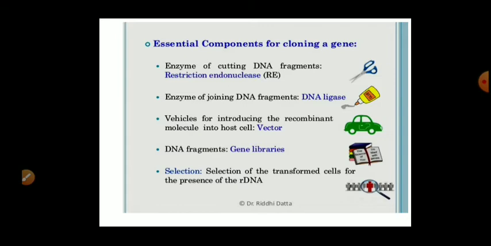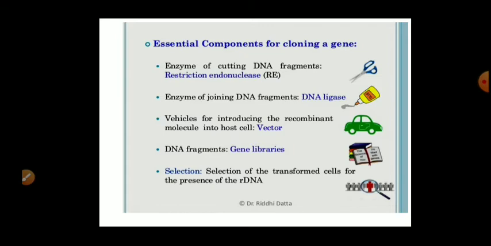Now, if you want to produce multiple copies of a desired gene, what are the essential components? The first is restriction endonuclease, which is required to cleave the foreign DNA or to break open the vehicle DNA. The second requirement is DNA ligase, which is required for sealing and joining DNA molecules. We also require a vector, a vehicle. Why do we need a vector? The vector will carry the desired foreign gene to the cloning organism.